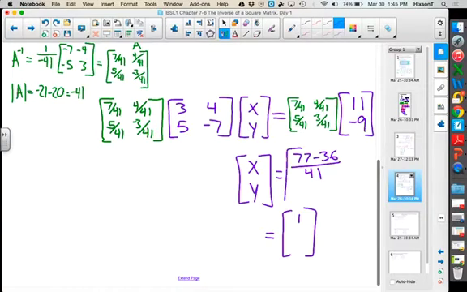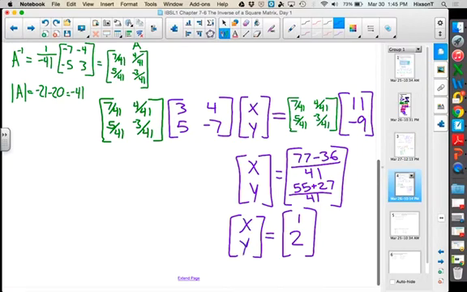If we do the y, we have 55 plus 27, which happens to be 82. What's 82 over 41? 2. So x equals 1, y equals 2. I'm just going to guess we should check.